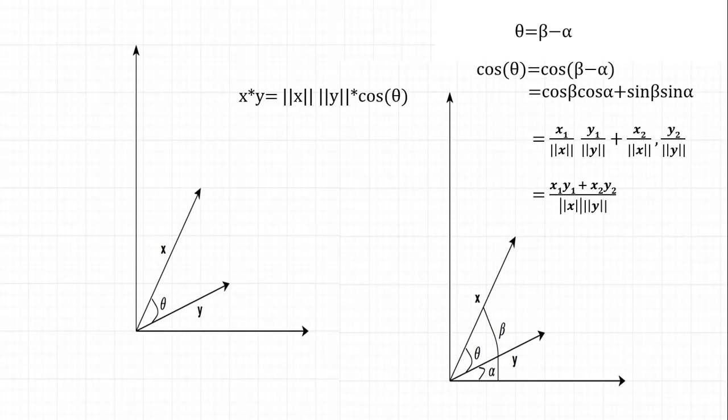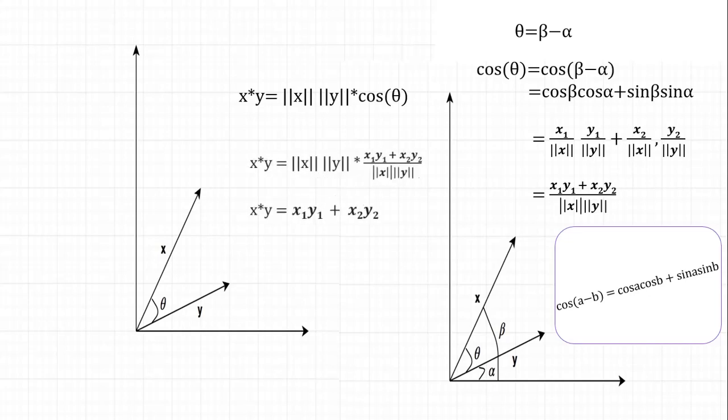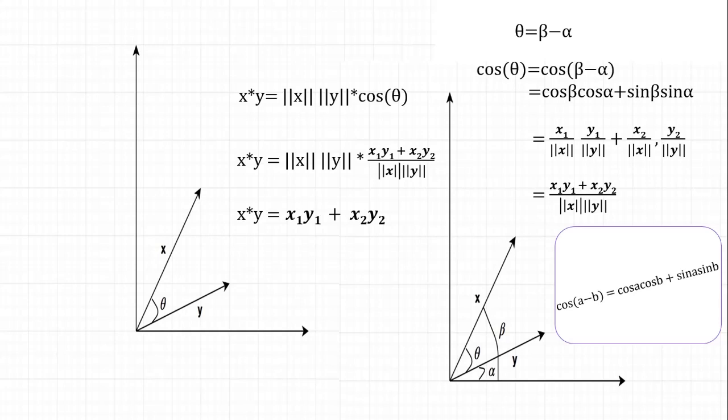Just to add one thing, cos(a minus b) will be cos a cos b plus sin a sin b. Now if we substitute this into the dot product formula, then we will get it as x1 y1 plus x2 y2. In SVM we have to create a hyperplane that gives us zero training error.